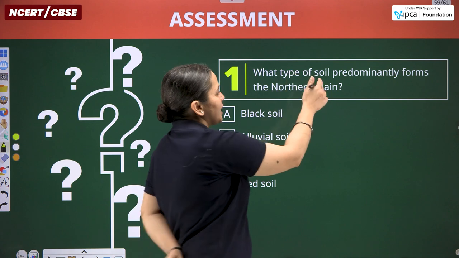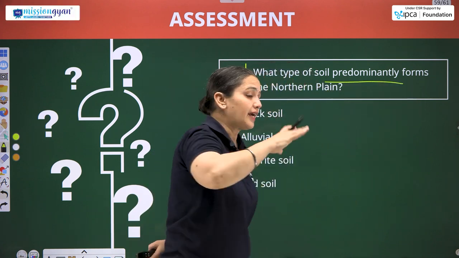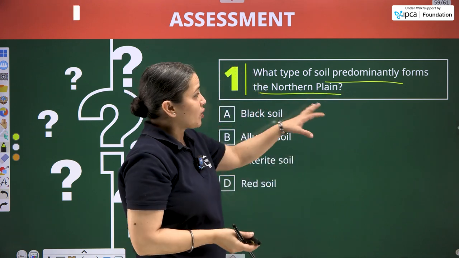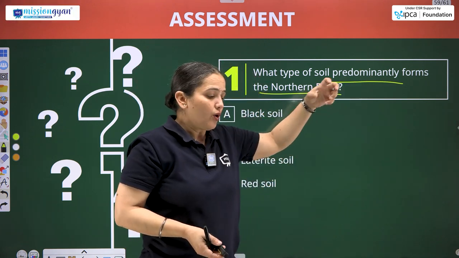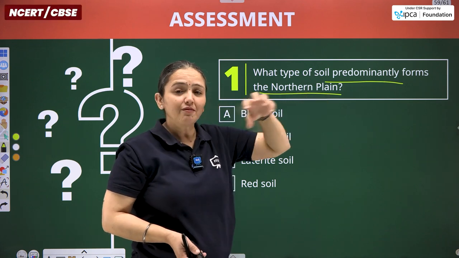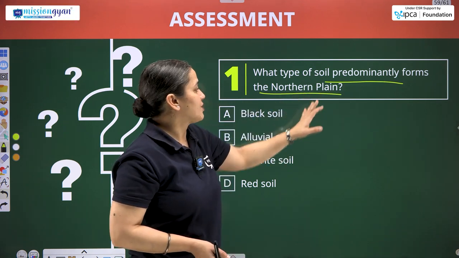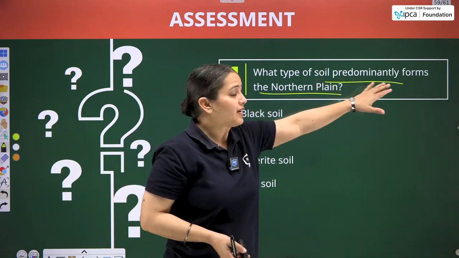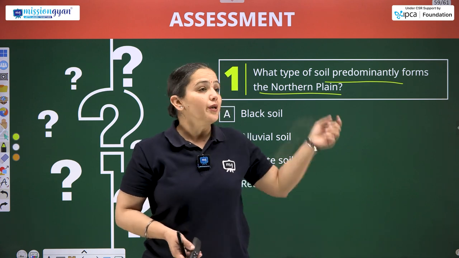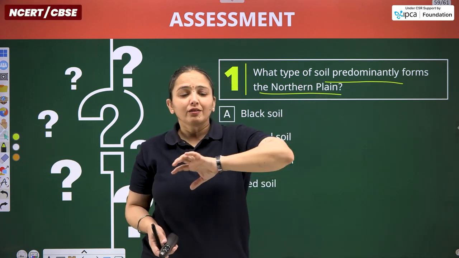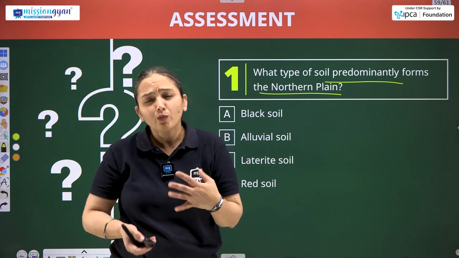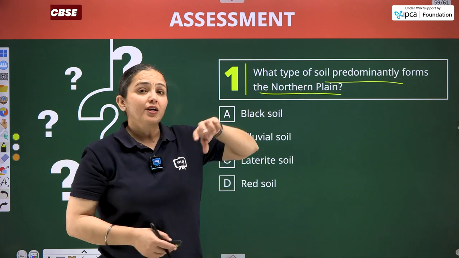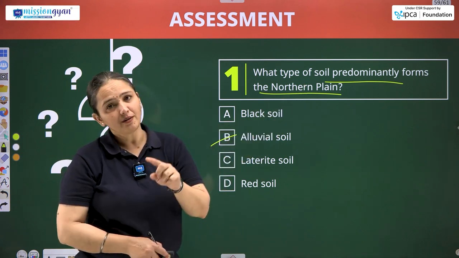Question number 1. What type of soil is predominantly present in the northern plains? Pre means prior and dominantly means dominating, present in the entire region. So which soil is present in the entire region from prior? That is alluvial soil. We are talking about two types of alluvial soil, old and new.